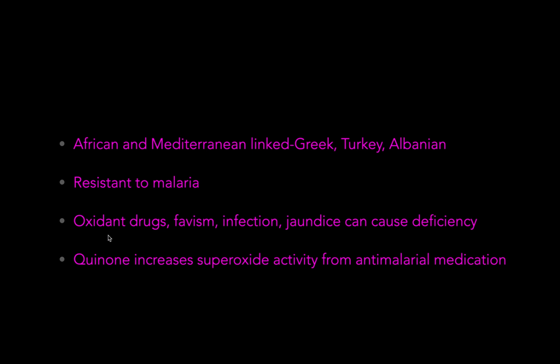It's also caused by oxidative drugs. Favism, in people with a G6PD deficiency, can be induced into a crisis by eating fava beans. It's also caused by infection and jaundice. And the oxidative drugs, such as the antimalarials, are quinones, and those increase the superoxide activity.